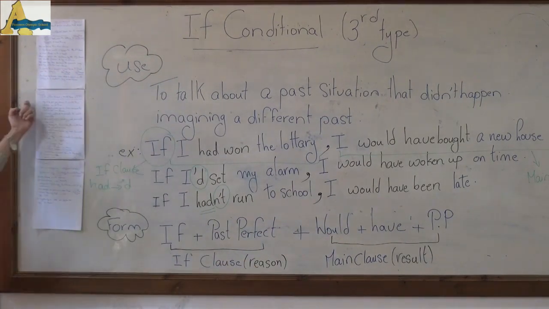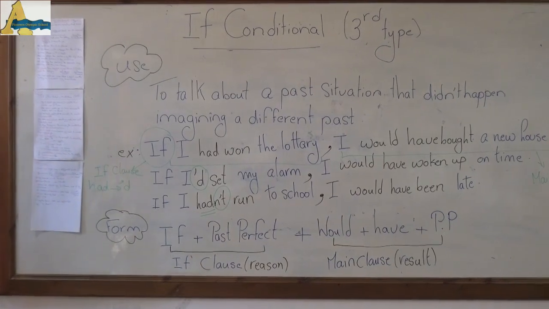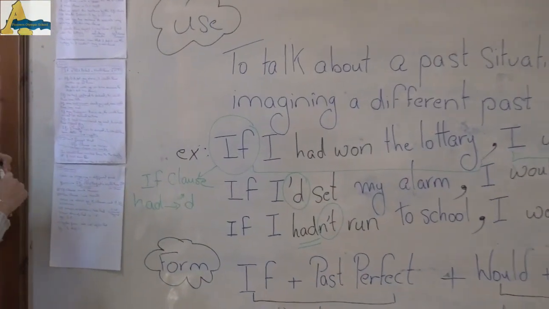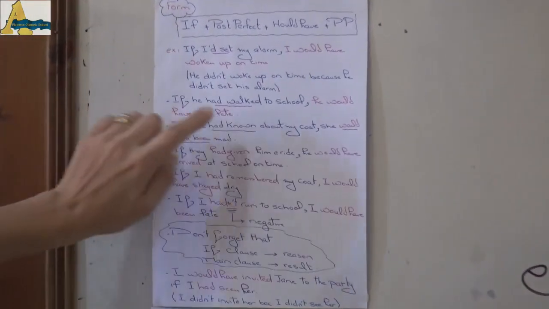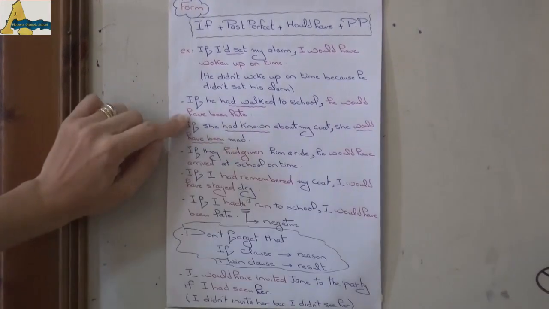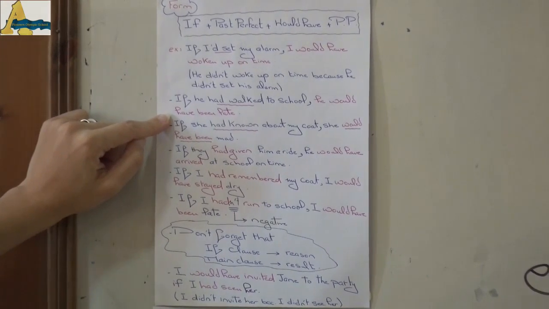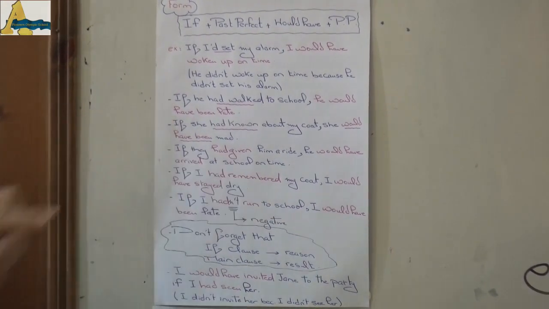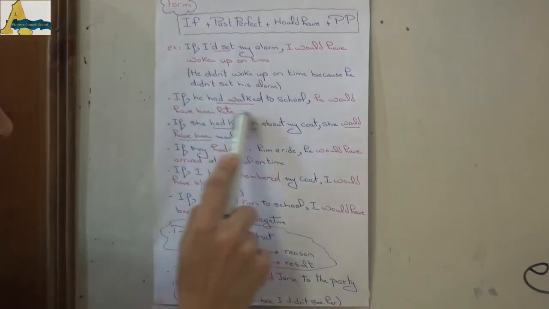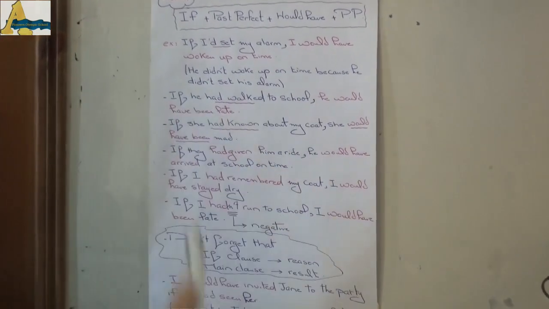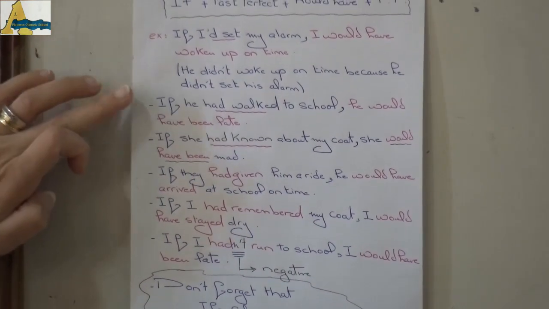Let's move to other examples. Here we have: if he had walked to school, he would have been late. If he had walked to school, he would have been late. So it means that he didn't walk to school and he wasn't late for school. As you can see, the part starting with if is the if clause, and the second part is the other clause, which is the main one, and it's a result of the first one.